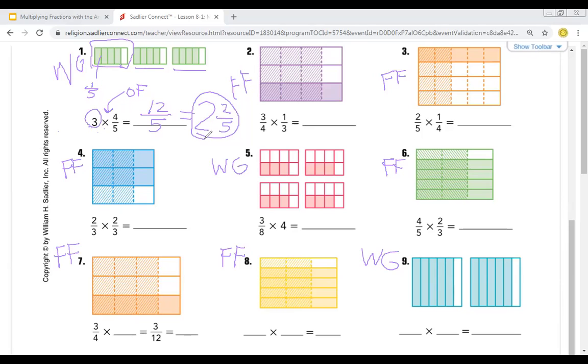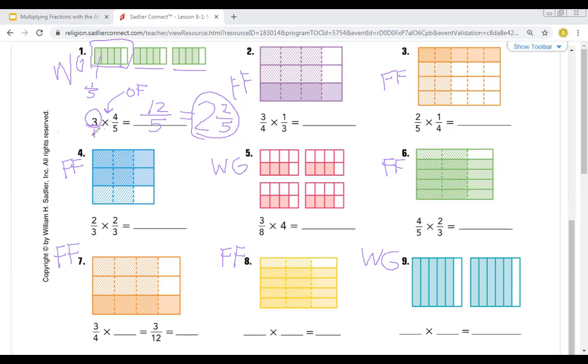Yes, Carter? What happens to that 3? Well, the 3 is just showing how many groupings that you have. Now, when we do the rule tomorrow, watch how I change this into a fraction. Isn't 3 the same as 3 over 1? Watch. What's 3 times 4? 12. What's 1 times 5? 5. That's how we're going to find the answer tomorrow.